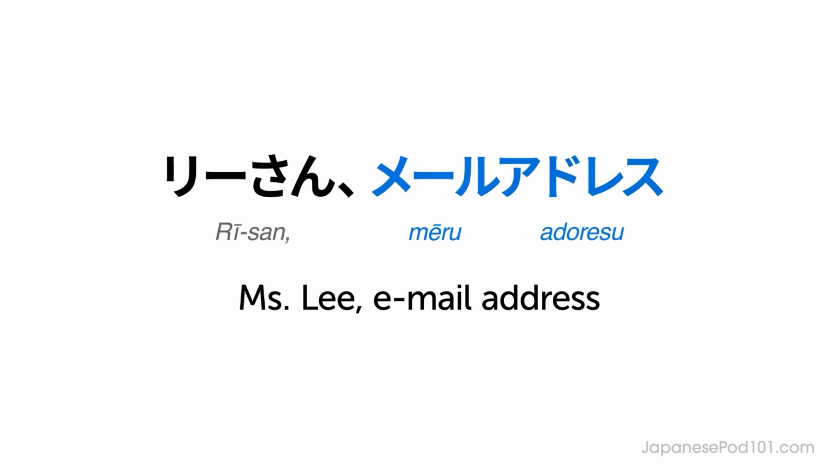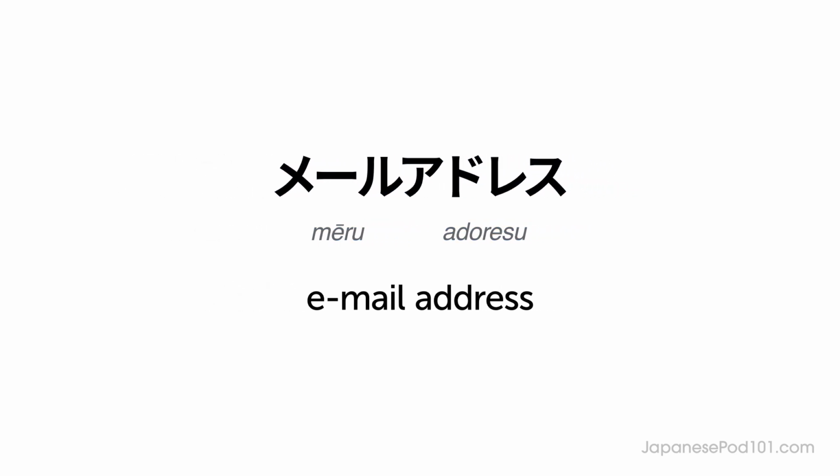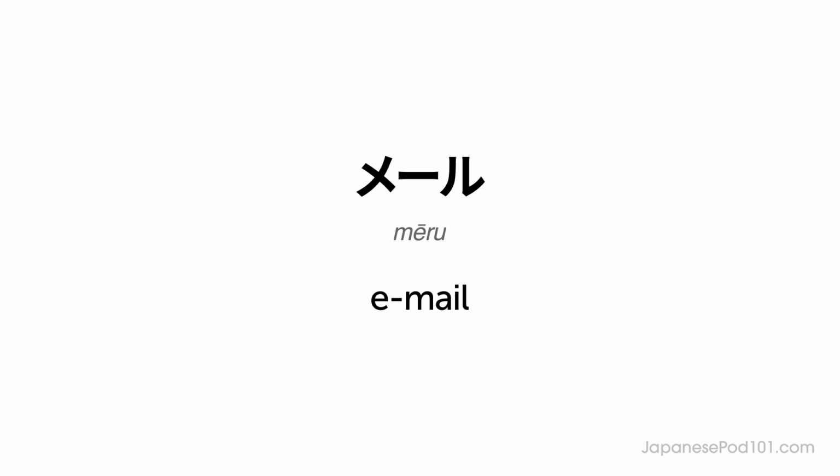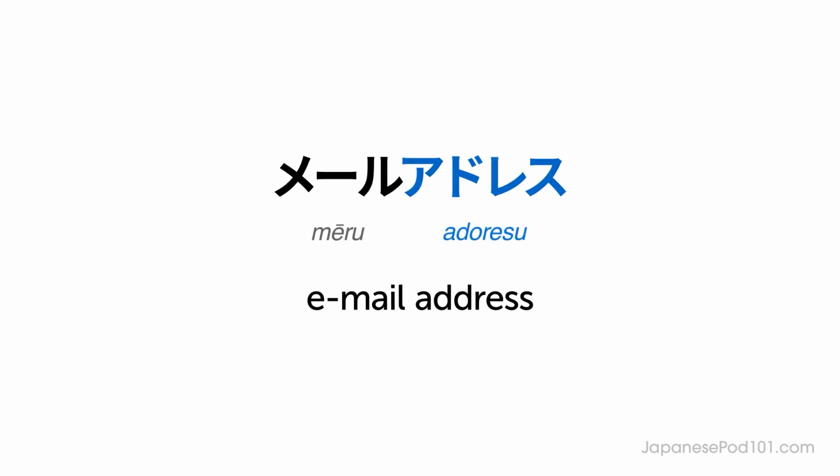This word has two parts. First is メール、a commonly used abbreviation for email. Next is アドレス、address. Together, メールアドレス、email address. Remember this because you'll see it again in Karen's response.